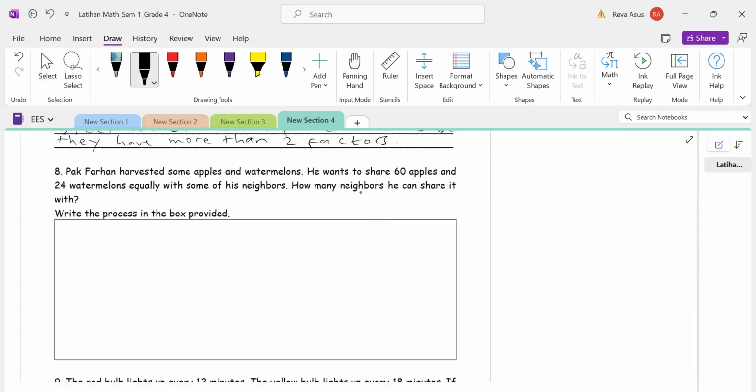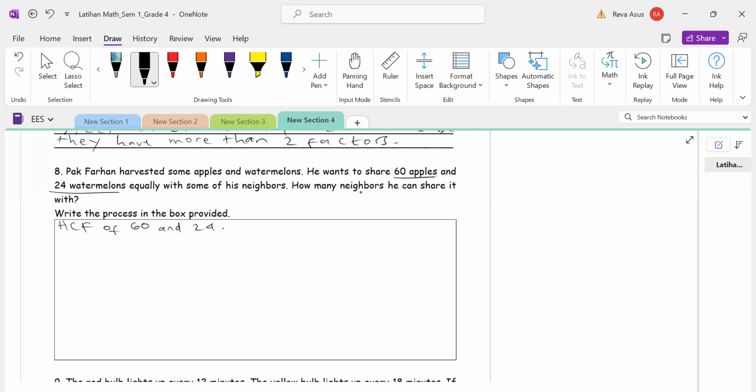Farhan harvested some apples and watermelons. He wants to share 60 apples and 24 watermelons equally with some of his neighbors. How many neighbors can he share with? Write the process in the box provided. So we need to find out the HCF of 60 and 24. Why HCF, miss? Why not LCM? I already explained it in class, so please take a look at your notebook.